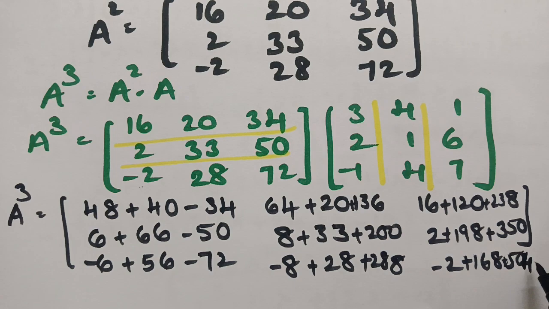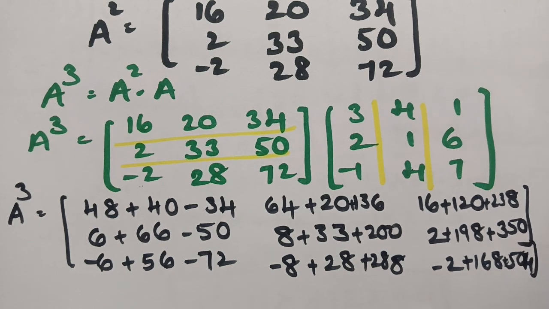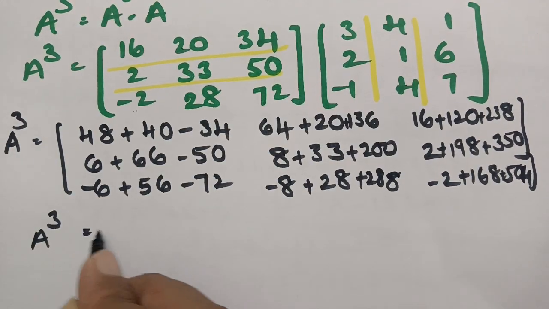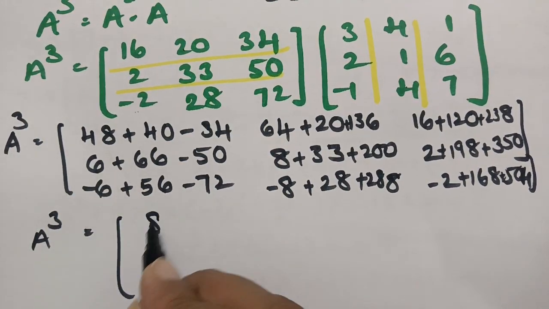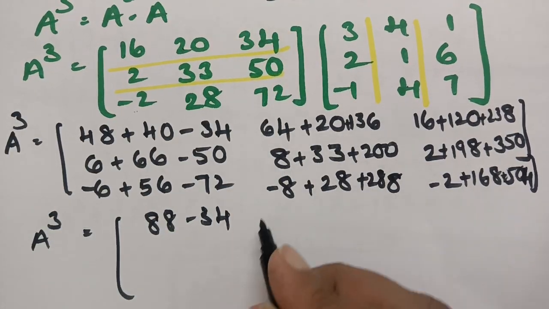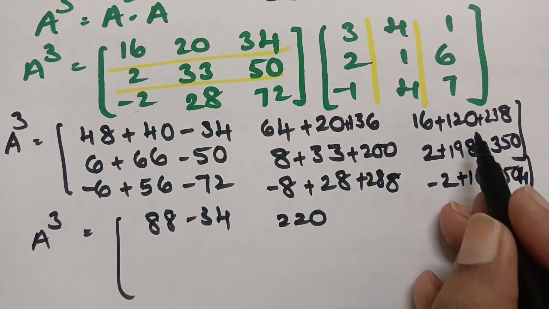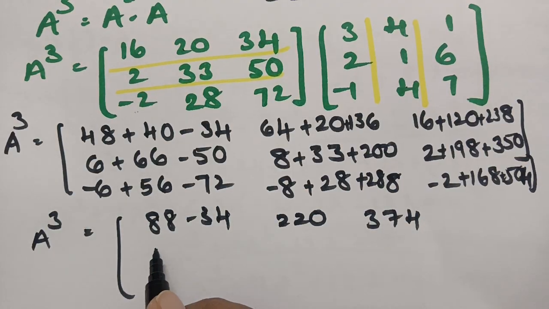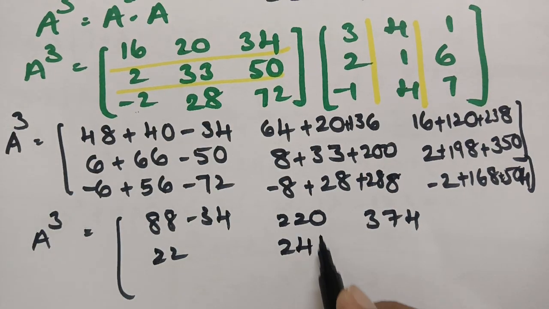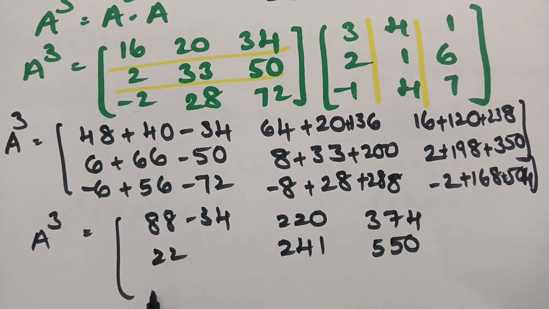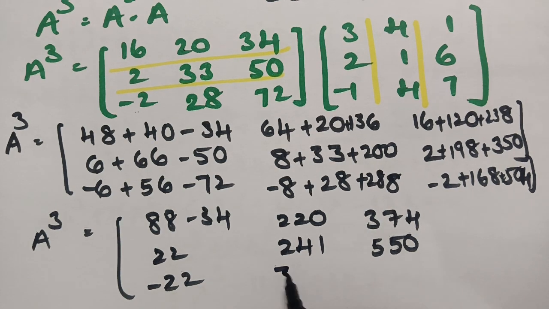So 504. So these are the values. So here I am going to calculate this one, a cube. So a cube value is very clear as, so if I add up these two, this is 88 minus 32, and this one, the value, if I add each and everything, this is 220, and this value is 374, and this value is nothing but 22, and this is 241. 241, so this value is 550, and this is minus 22, and this value is 308, and this is a 670.